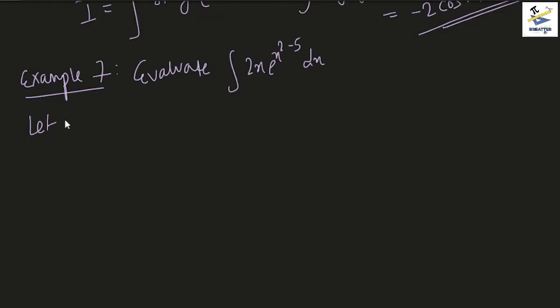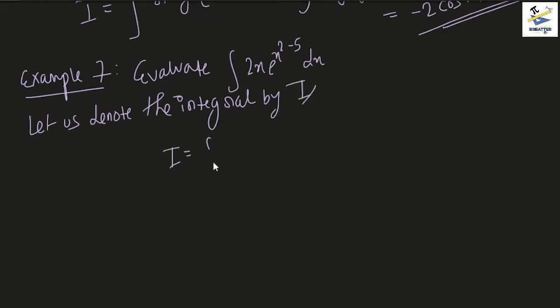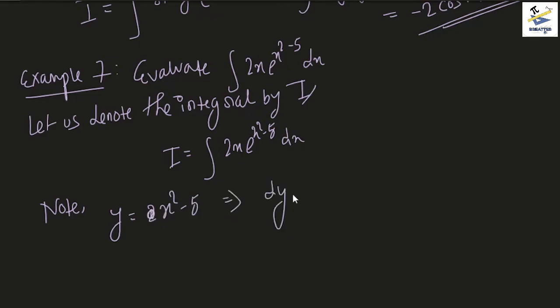So let us denote the integral by I, so that I is equal to the integral of 2x e to the power x square minus 5 dx. Note that in this integral, since the derivative of x square minus 5 is just 2x, what we can do is let y equal x square minus 5, which gives us dy is equal to 2x dx, right?